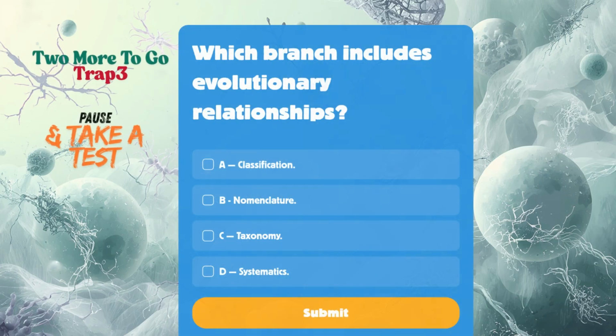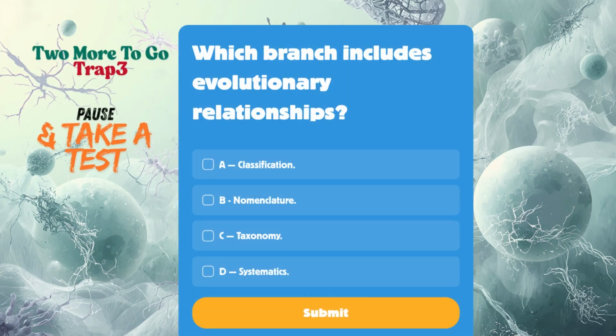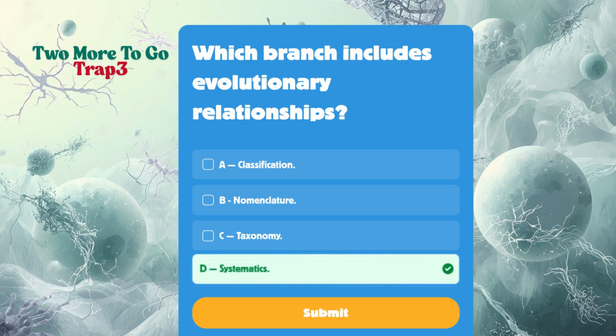2 more. Trap 3. Which branch includes evolutionary relationships? A. Classification. B. Nomenclature. C. Taxonomy. D. Systematics. The answer is D. Systematics, not taxonomy. This is the single most confused point in this chapter. Systematics contains taxonomy plus evolutionary relationships. Taxonomy alone does not include evolutionary relationships.